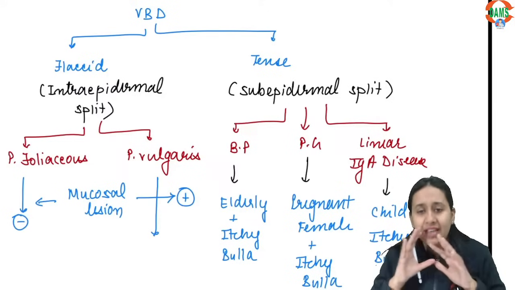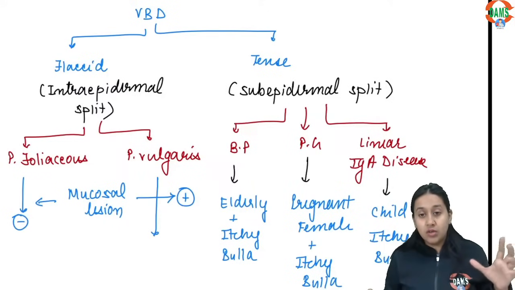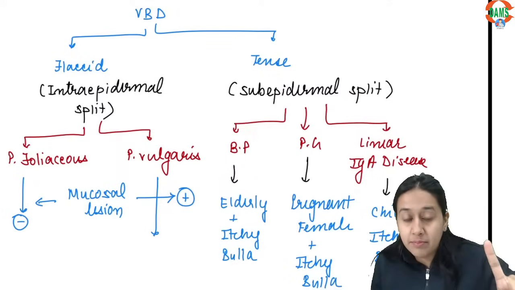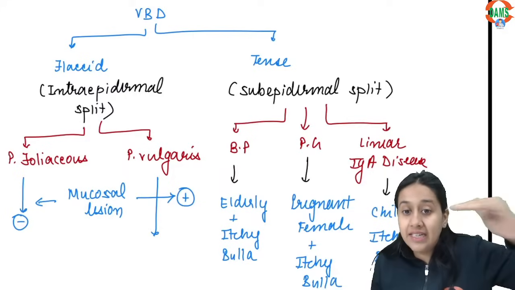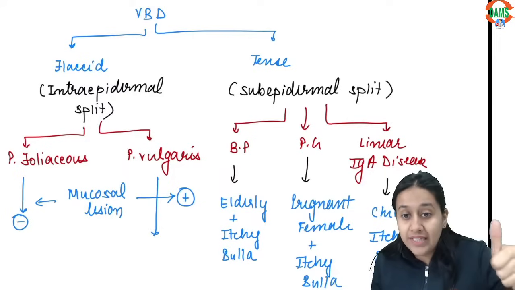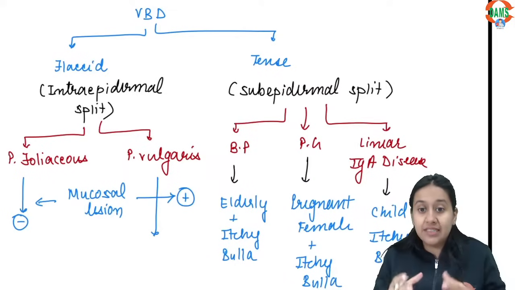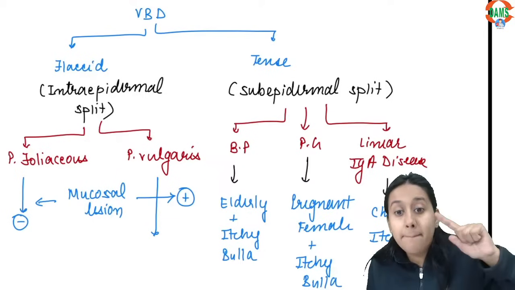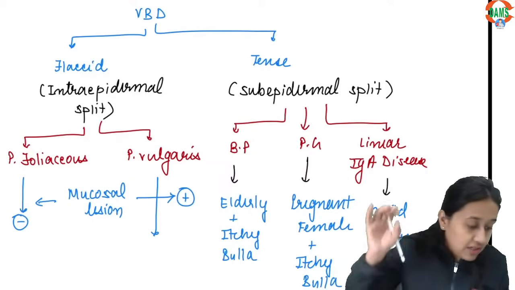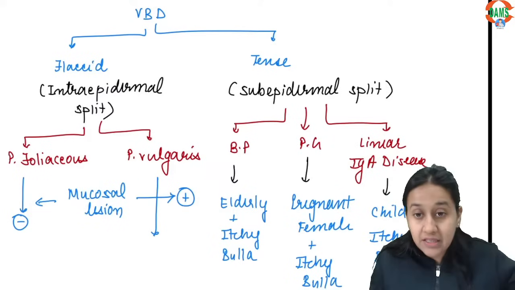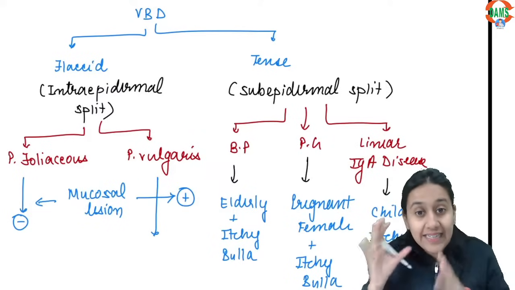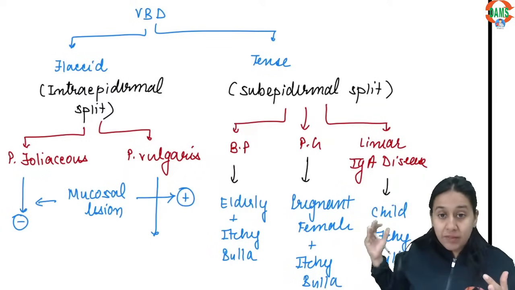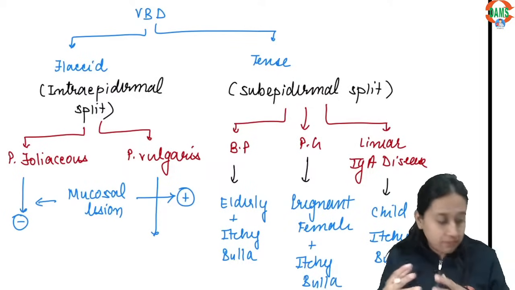So anybody who is ever confused with the vesiculobullous disorder chapter, try to use this table. It is very simple. Look at the type of the bulla. If it is flaccid, it means intraepidermal, two DDs, foliaceus and vulgaris. If it is tense, it means subepidermal, three DDs, more commonly bullous pemphigoid, pemphigoid gestationalis, and third is linear IgA disease. Ashmita, I told you there are many more DDs of flaccid and many more DDs of tense, but these are the commonly asked and these are usually confusing.